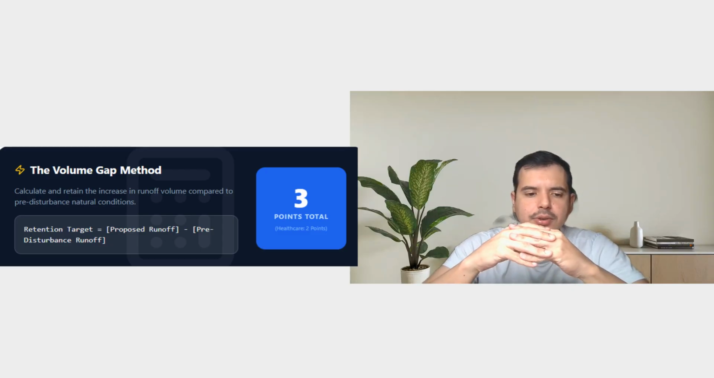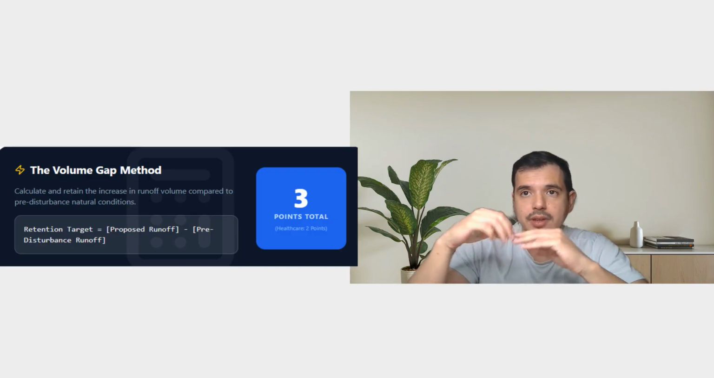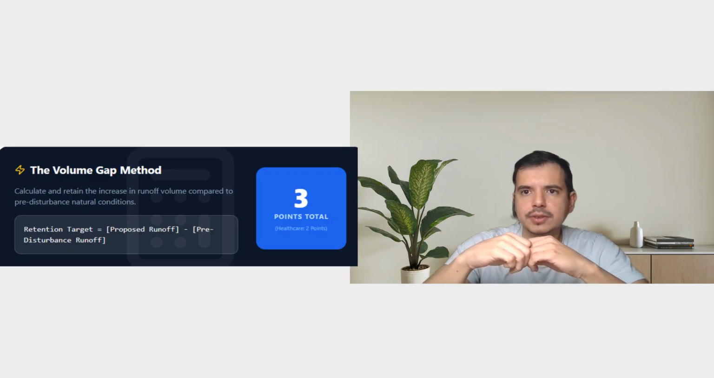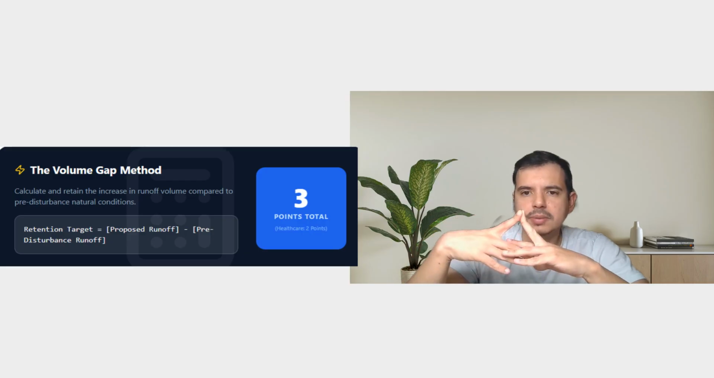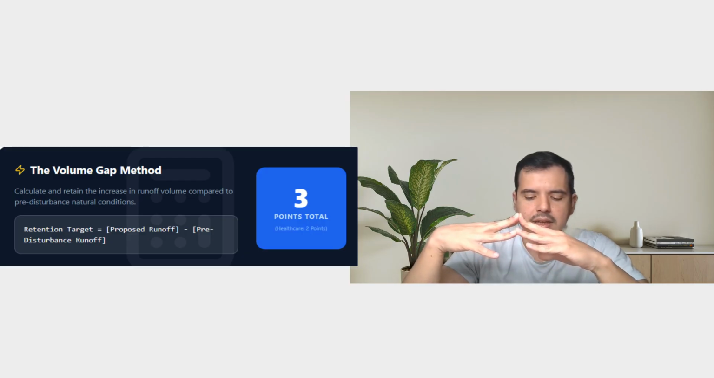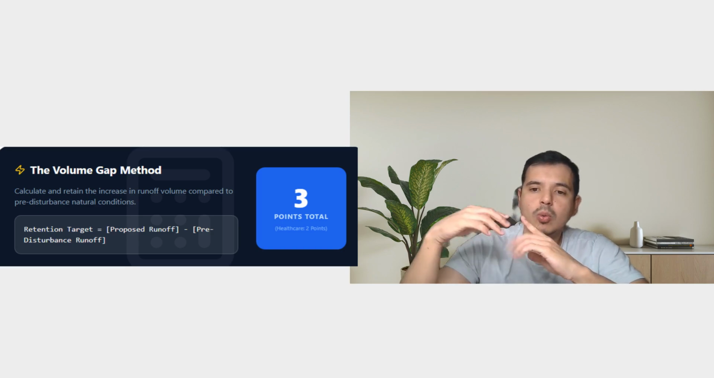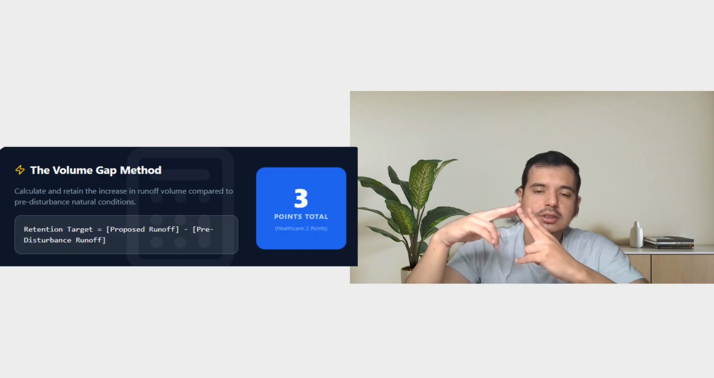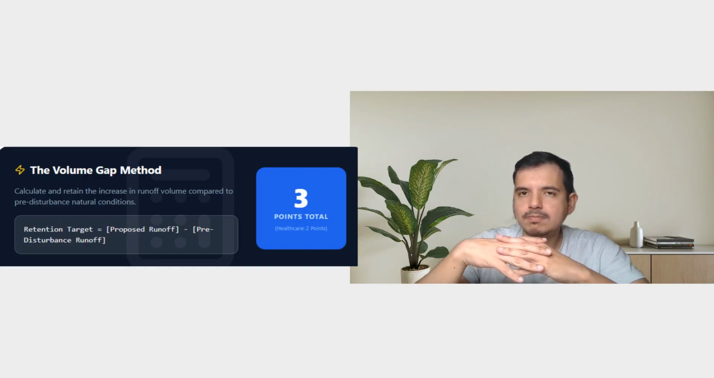We can claim these 3 points in a different way, which is the natural way. I'm going to put a note here under the comments or the notes of the video, so you can see an explanation from LEED regarding this specific topic. But basically, it's a small formula, and there are three different variables. One is retention target, the other one is proposed runoff, and the other one is pre-disturbance runoff. So I'm going to try to put it in simple words.